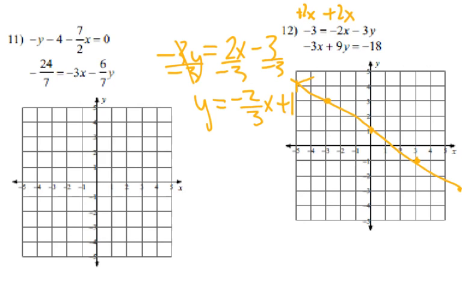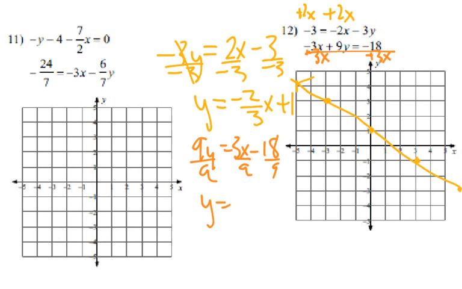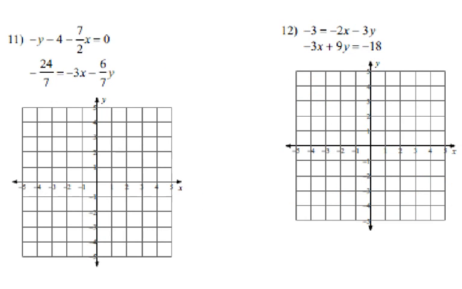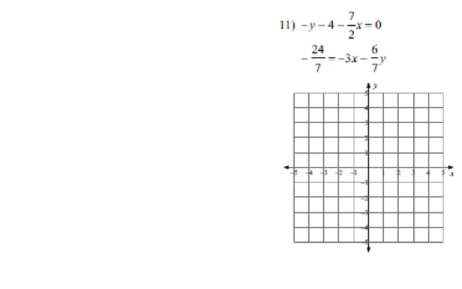There's that one. And our second one, we could add 3x to both sides, getting us 9y equals 3x minus 18. Divide by 9. You get y equals 3 over 9 is 1/3 x minus 2. Down to negative 2, up 1 to the right 3. See exactly where they intersect at 3, negative 1. There's our answer.